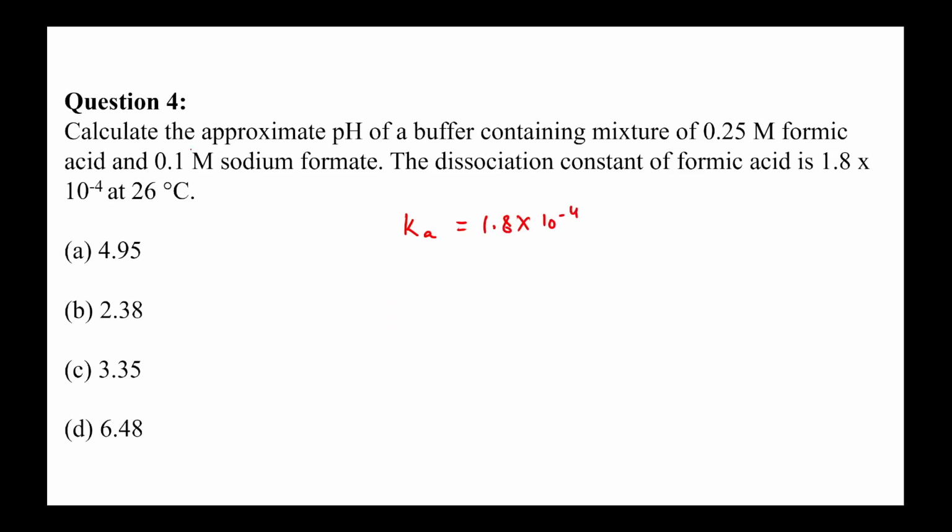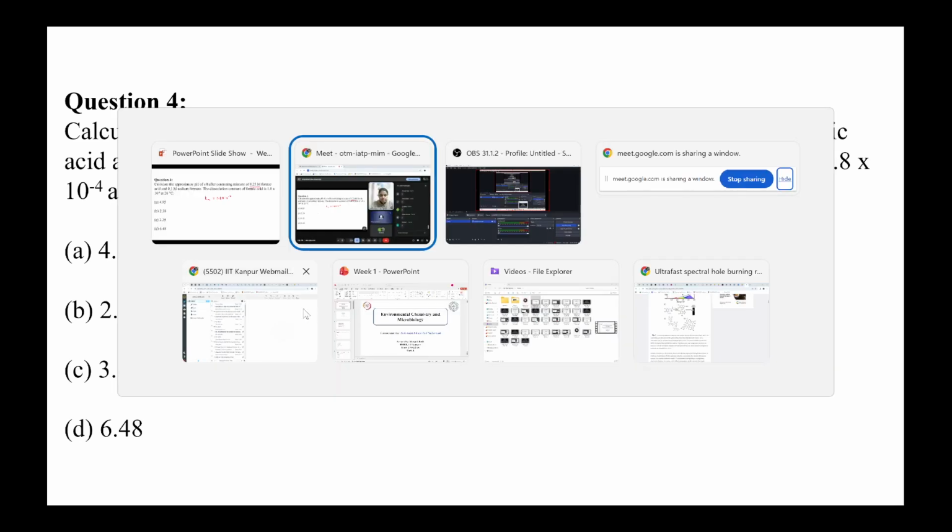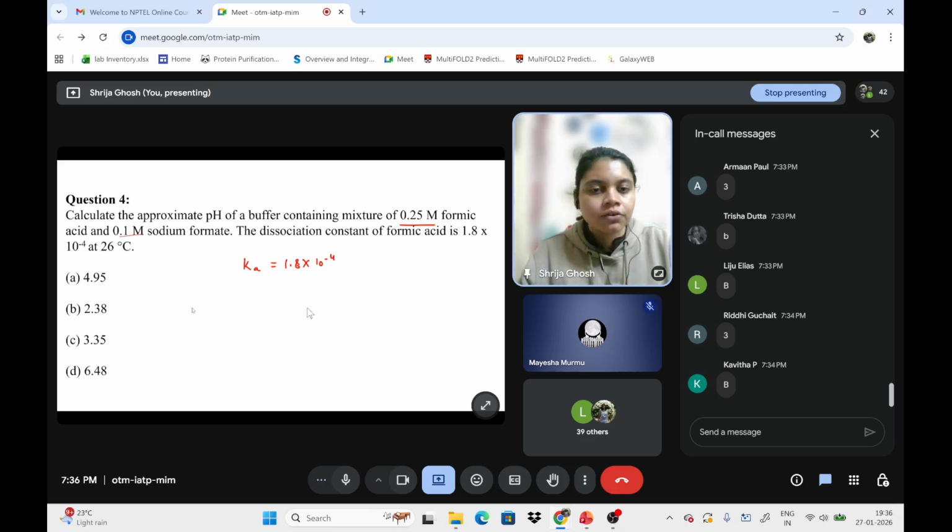And we have the concentration of formic acid given. We have the concentration of sodium formate given. So which equation do you have to use here? From the first slide, you have to use the Henderson-Hasselbalch equation that I had shown. So you have to calculate the pH. You have the Ka value from which you can calculate the pKa. You have the acid concentration and the salt concentration. So sodium formate is a salt of formic acid.